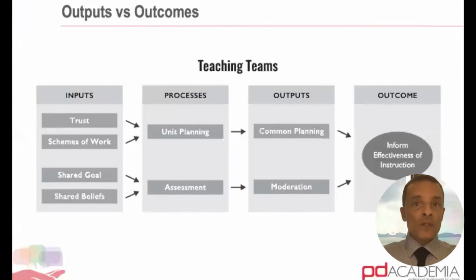Now, in terms of achieving those outputs, there might be processes that we don't have in place. So I would say to you that even though we've identified that common planning and moderation is something that's important towards realizing this outcome of informing effectiveness of instruction, if we do not have unit planning and assessment, if we do not have processes in place that the team understands and is commonly using, then we can't achieve those outputs. So therefore, we need to take a step back, and maybe the outputs become establishing the processes.